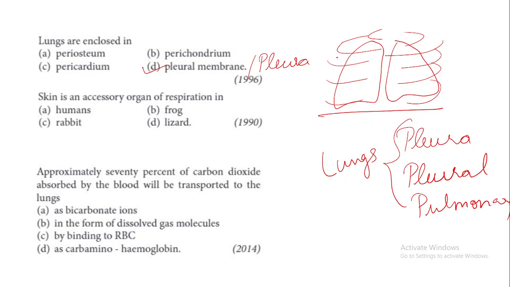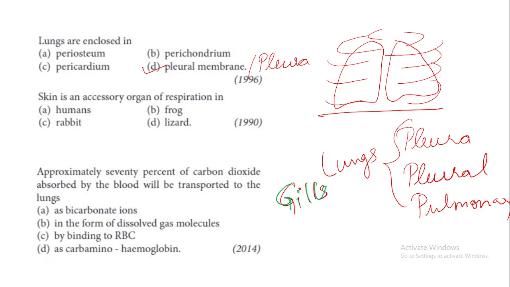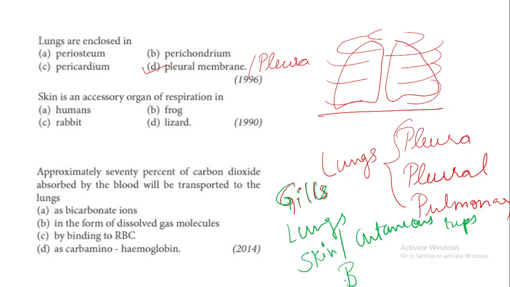Both would be right. Coming to the next question: skin is an accessory organ of respiration in which of the organisms? When we studied respiratory structures in different animals, we came across gills and lungs as respiratory structures. Something between them we came across was skin, also called cutaneous respiration, and another type was buccopharyngeal respiration.